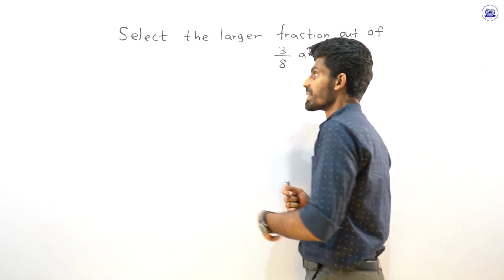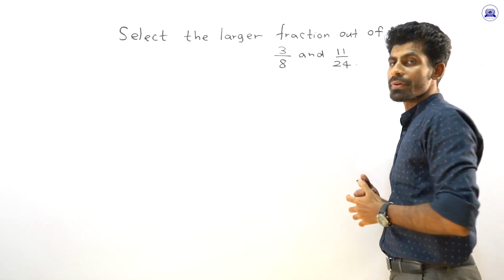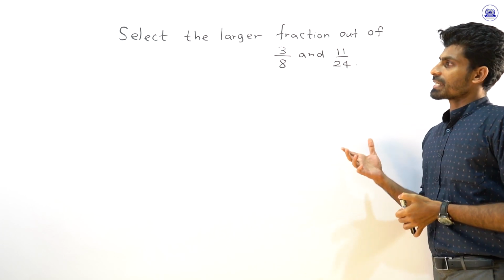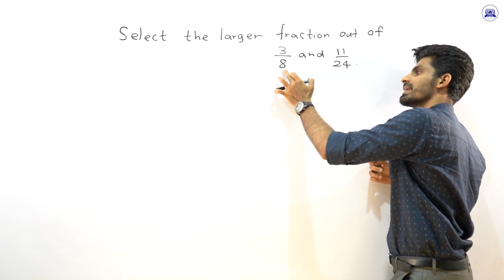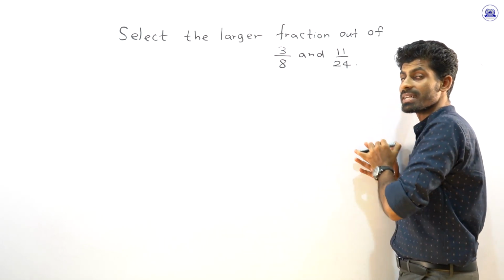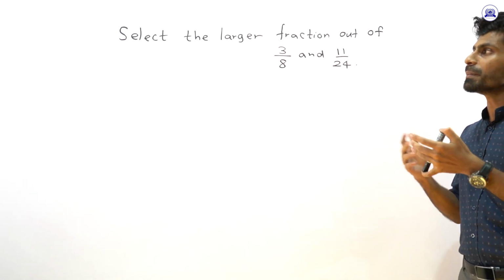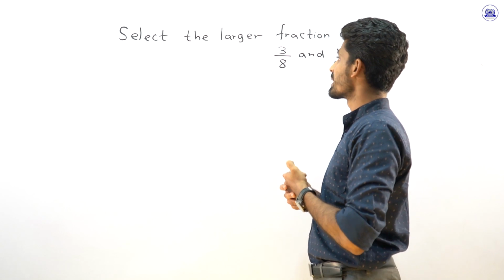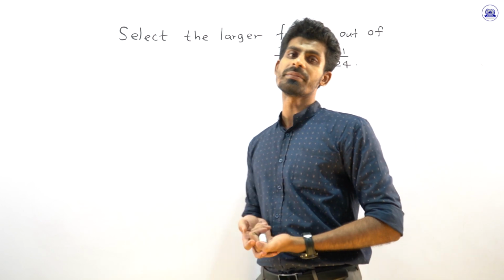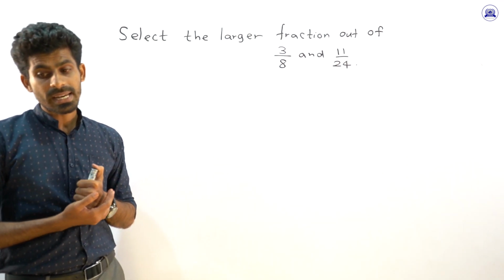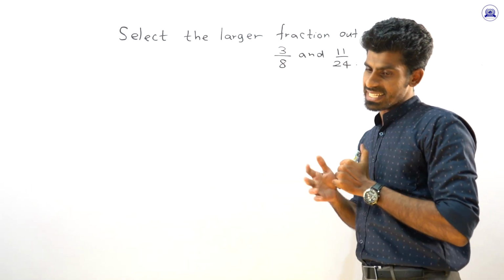Look at this question, Lamai. Select the larger fraction out of 3 over 8 and 11 over 24. Look at the fractions, the denominators are different, 8 and 24. Those denominators are very different. So how can we compare those types of fractions? The numerators are different and the denominators are also different. How can you find the larger fraction? Lamai, that one is very easy.